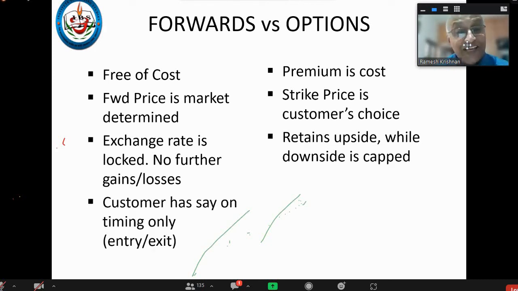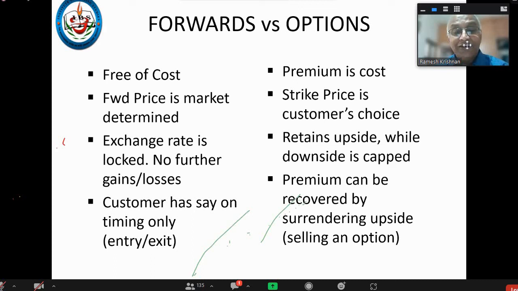Customer has say on timing only. Already I have covered this. Premium can be recovered by surrendering the upside. That is what I told about the complex structures of collars and corridors, where you partly recover the premium by selling an option in the opposite direction. That is just to give the clarity only, don't learn it by heart, that a customer who pays a premium for buying an option can partly recover that by writing an option and selling it also. On the other side, that I have already explained. So just understand, that's all. Don't go into the numbers too much.